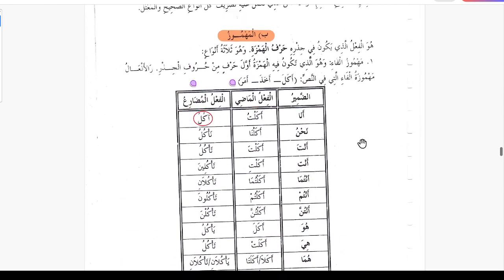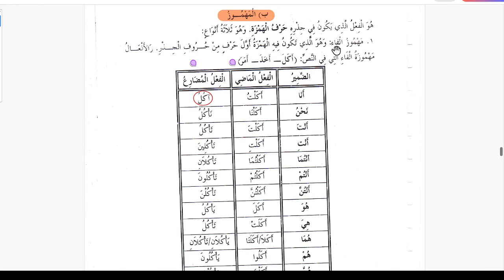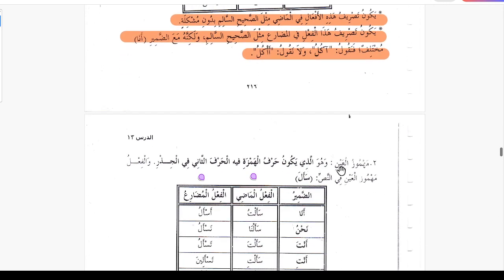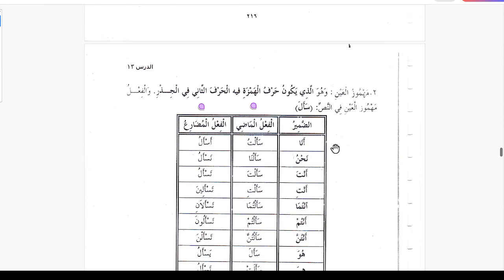So that was for al-mahmuzul fa, where the first letter has hamza. Now mahmuzul ain: when the second letter has hamza, then what happens? Huwa allazi yakunu harful hamza fi harfin sani fil jizri. So an example is like sa'ala. It is the second letter that replaces the 'ain in fa'ala. This is the example of mahmuzul ain, sa'ala.